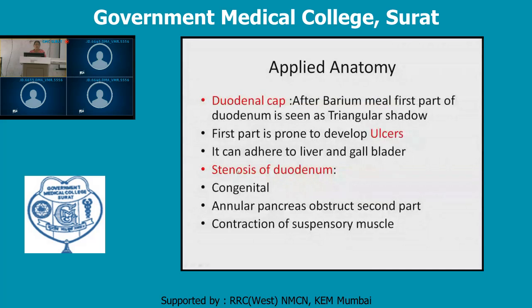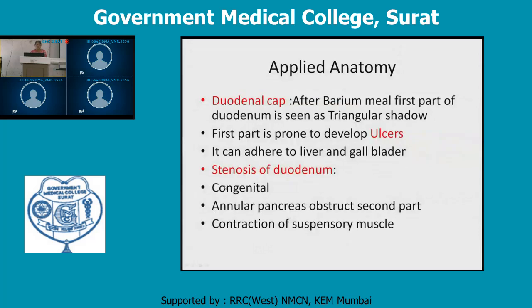Then third, what can be the other important aspect? It is stenosis of the duodenum, or constrictions. You already know the contraction of the suspensory muscle. I told you if it is attached only to the duodenojejunal flexure, it can cause this stenosis of the duodenum.